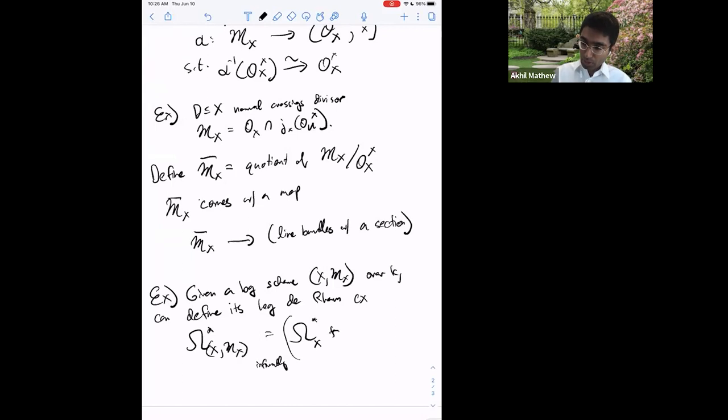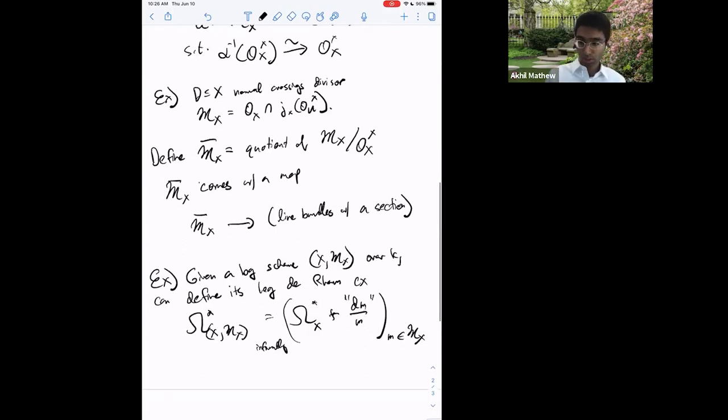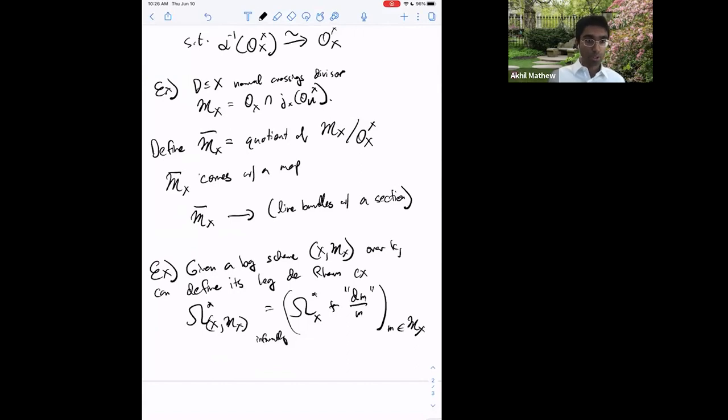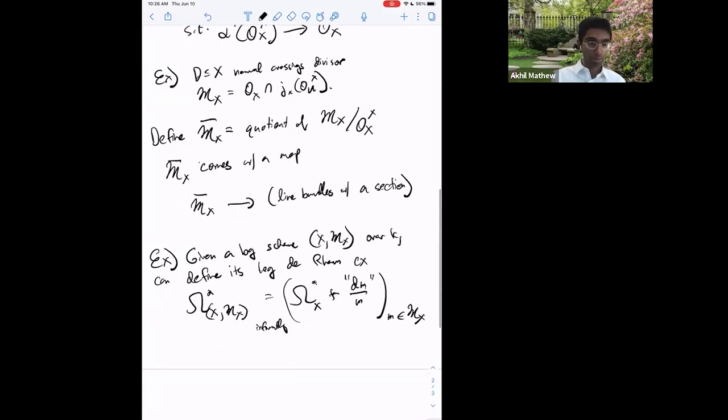And then you formally add objects d log of m, that is dm divided by m, for every element m of this sheaf of monoids. So this is supposed to be d log of m, and then you impose the appropriate relations for the de Rham complex and for what d log of m is supposed to satisfy. So this generalizes the example of the logarithmic de Rham complex.